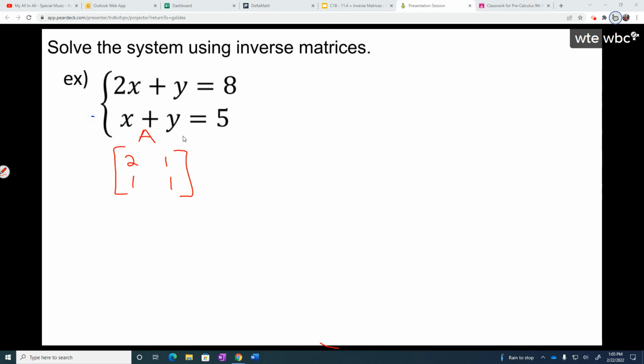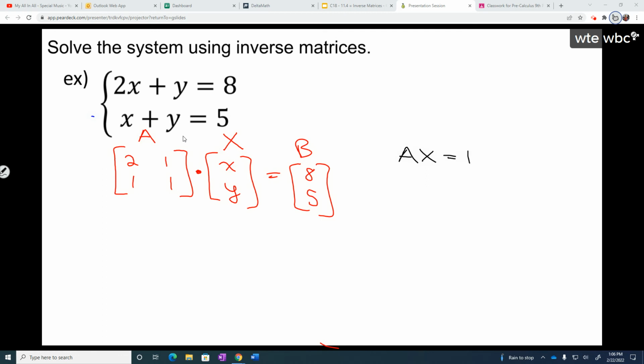And then next to it, times, we're going to write the variables. For the variables, we're just going to use a capital letter X to represent that matrix. And then we're going to write the variables x and y in the order that they appear here. So x comes first, so we write x on top, y comes second, so we write that. And then set this equal to another matrix, matrix B, which is the solutions here, 8, 5. So this is what our equation looks like.